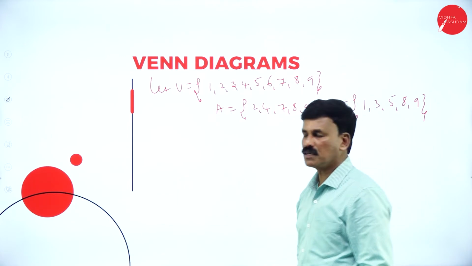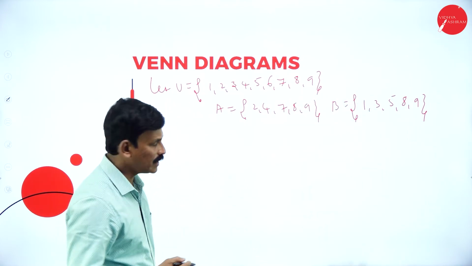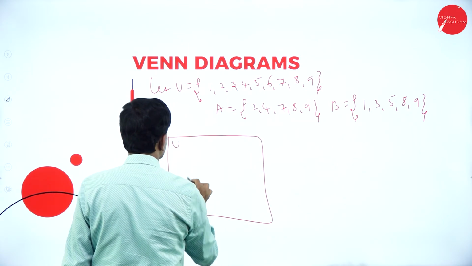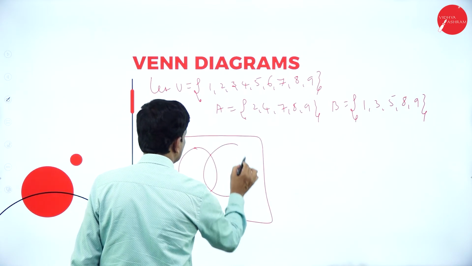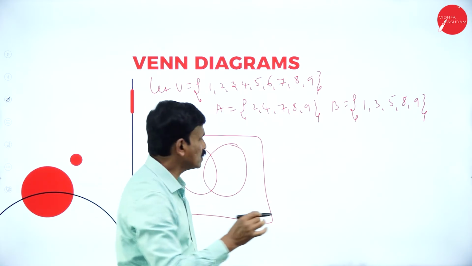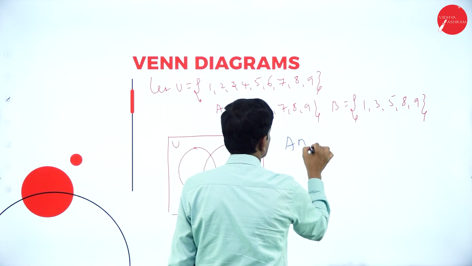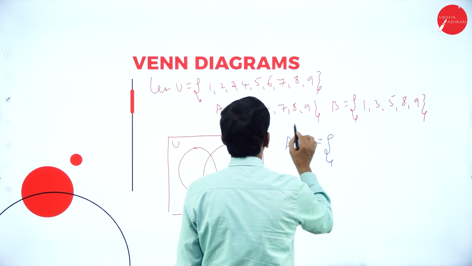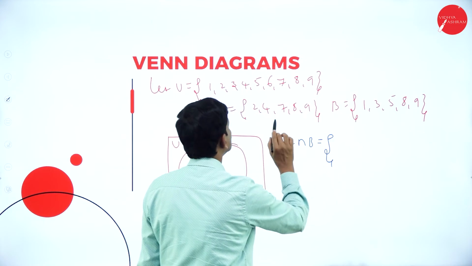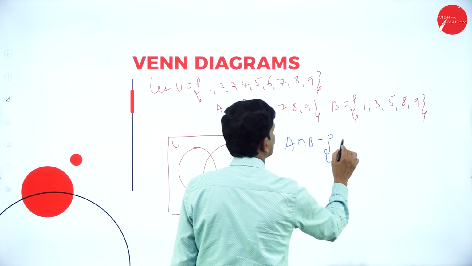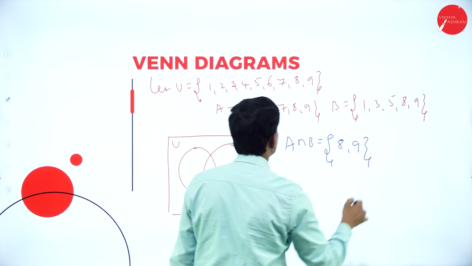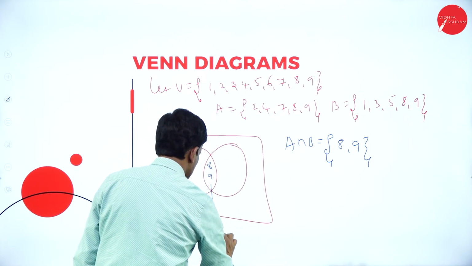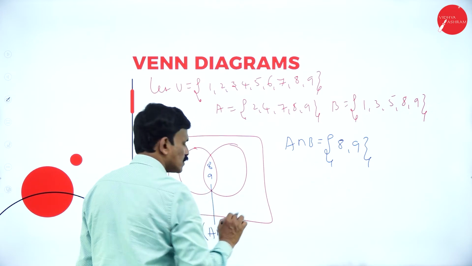Now let us represent all the properties in a Venn diagram. Let us write, U is the universal set. This is A and B. Now let us take the intersection first. What is A intersection B? A intersection B is nothing but the common elements: 2, 4, 7 not there, 8 and 9. 8 and 9 are the common elements. So this is the intersection, A intersection B.